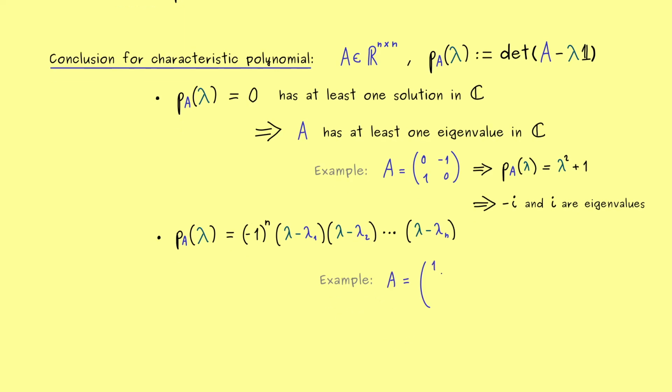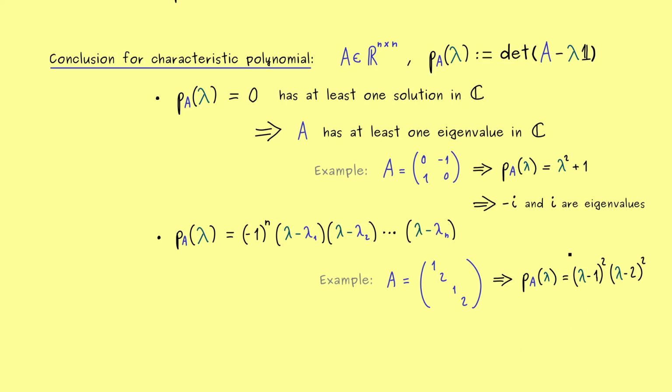So maybe let's keep it simple and take a diagonal matrix with 1, 2, 1, 2 on the diagonal. Then the characteristic polynomial can be written as lambda minus 1 times lambda minus 2 times lambda minus 1 again times lambda minus 2 again. Therefore, we can simplify the thing with powers 2. And exactly this exponent now we call the algebraic multiplicity of the eigenvalue. So for example, the eigenvalue 1 has the algebraic multiplicity of 2. And indeed, here we have the same for the eigenvalue 2 as well.